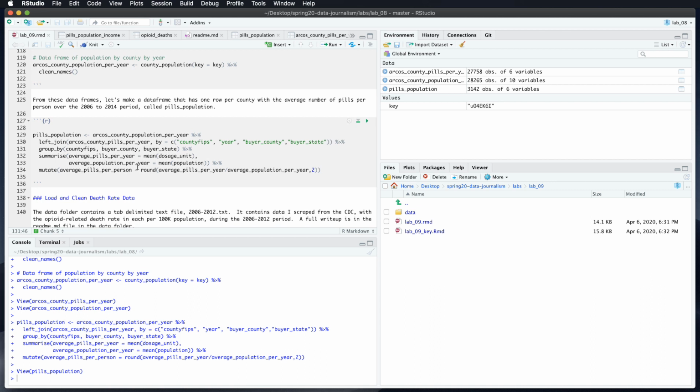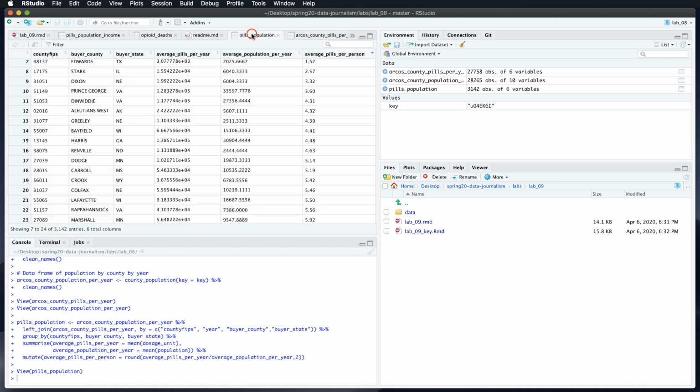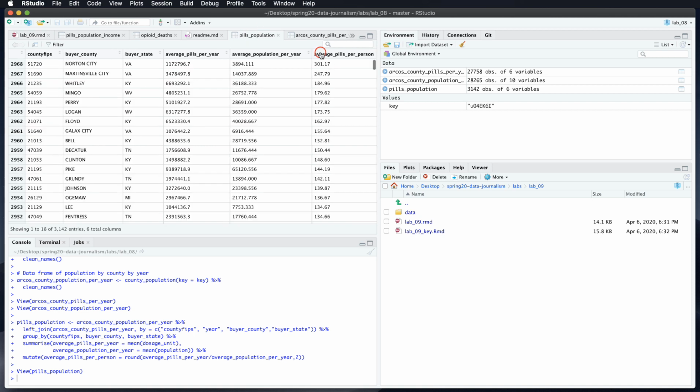Then, after I created those two things, I created a new column called average pills per person, in which I divided the average pills per year by the average population per year and rounded it to 2 decimal places, which is how I ended up with this column here. And we're going to use this one several times today.